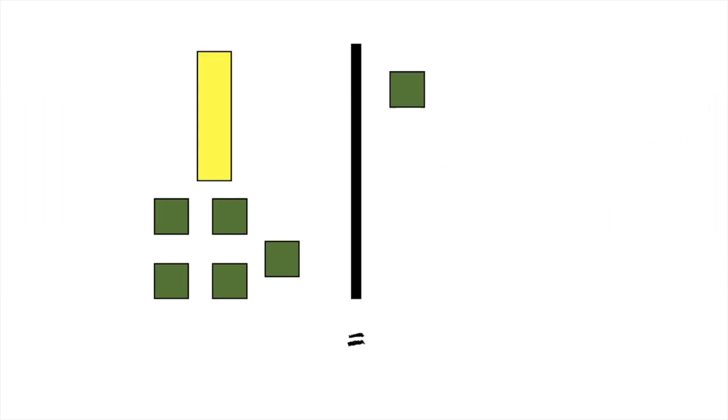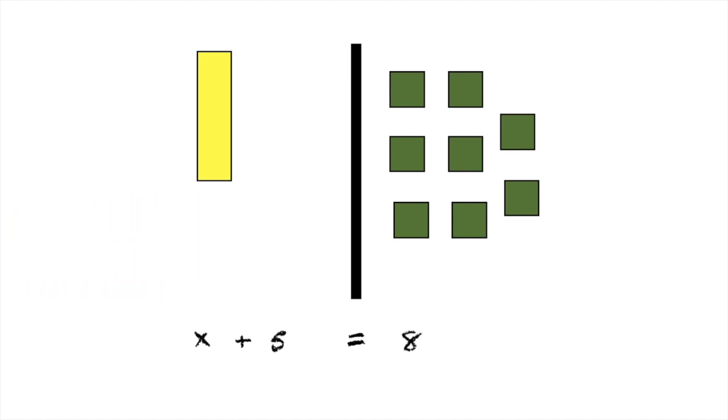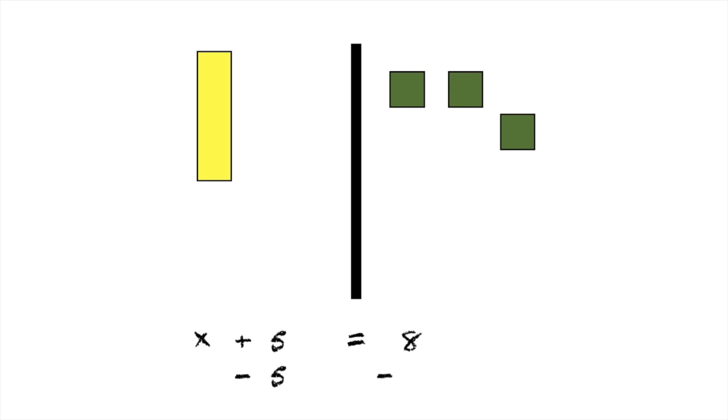And then we have another example. We have x with 5 units, and then on the other side we have 8 units. So writing this down, we have x plus 5 is equal to 8. We took out 5 from each side in order to isolate our x. So here we have 5 minus 5 and then 8 also on the other side minus 5. We're left with x is equal to 3.